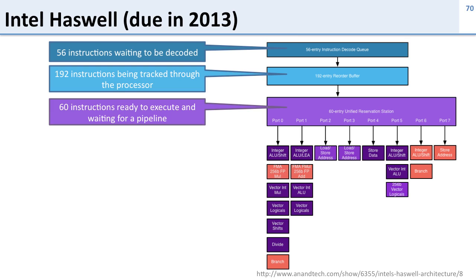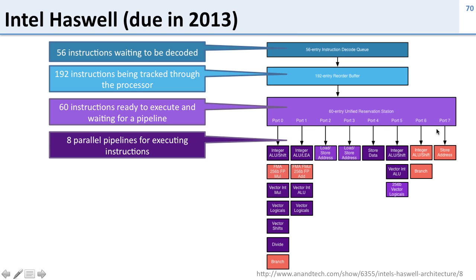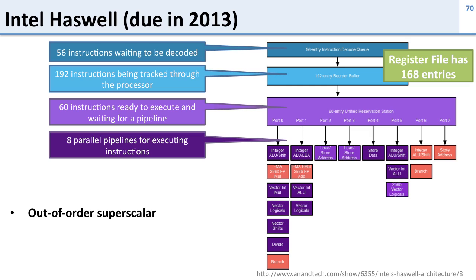We have 60 instructions that are ready to execute and are just waiting for a pipeline to use. And as you can see here, we have 8 different pipelines. So 8 parallel pipelines here that can do different things. Now to support this whole processor, we have 168 entries in our register file. So this is a little larger than the 32 that we have in MIPS. So what do we have in this Intel processor? Well, this is an out-of-order superscalar processor. This is the most complex type of processor we have to date.